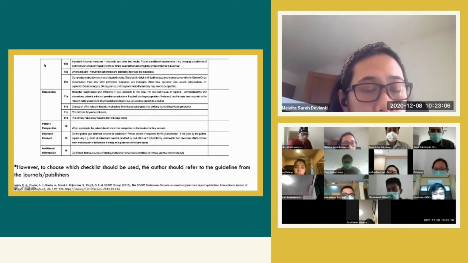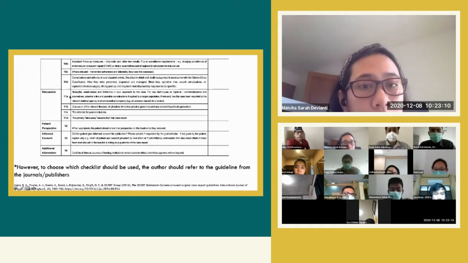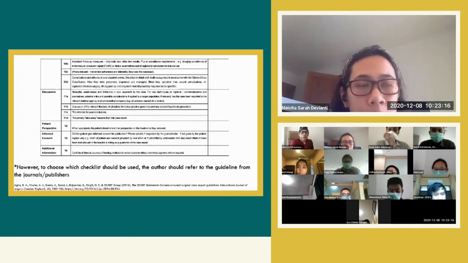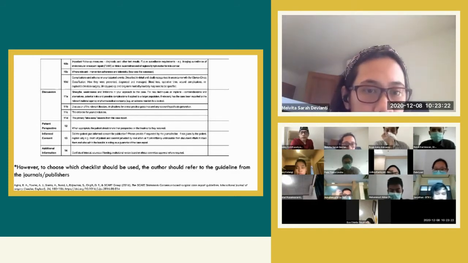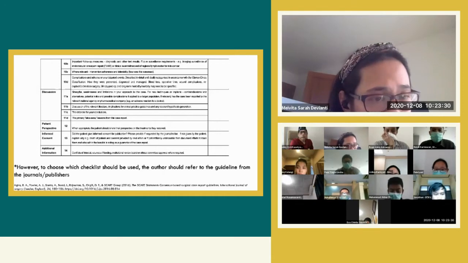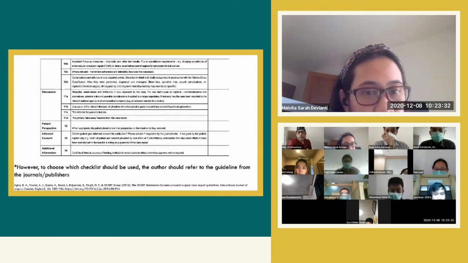All of that which we stated should be put in the discussion, the strengths, weaknesses and limitations. And then we trace back to previous studies, which ones are the same as ours, which ones are different, and why there is that difference. And then we move on to the patient perspective after the discussion.